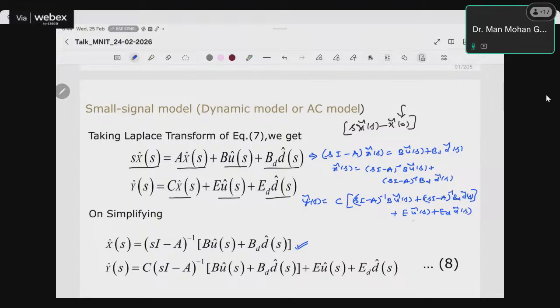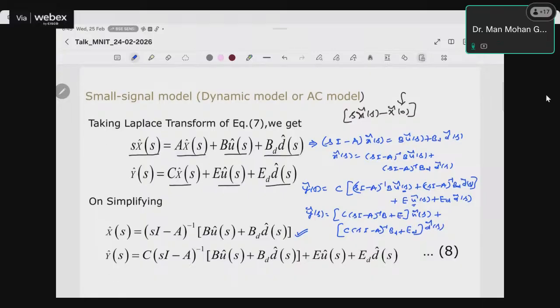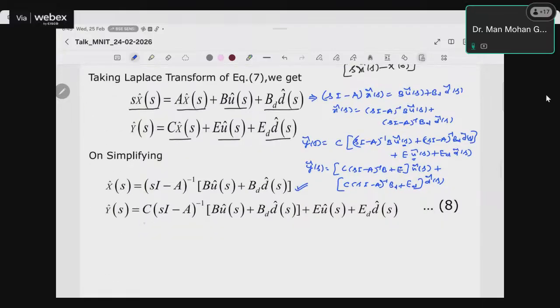So this u is coming here, u is coming here. So if I take this to be common, then C(sI - A)^-1 B + E times U(s) plus C(sI - A)^-1 B_d + E_d times D(s), right? So after simplification, I'm getting this expression, the same expression here.